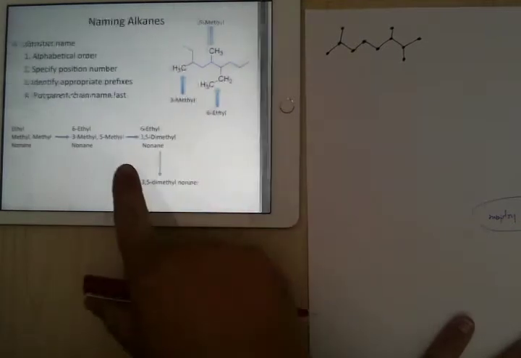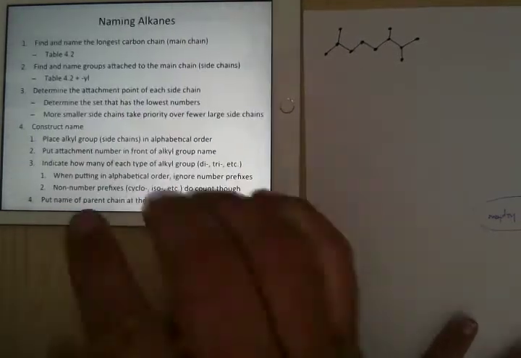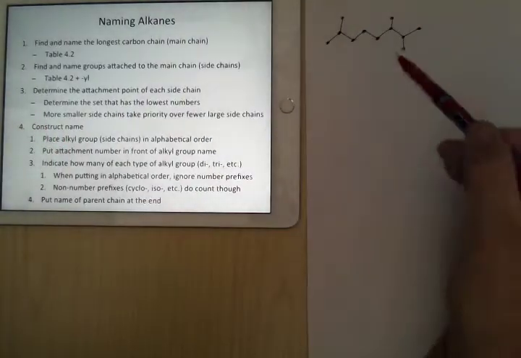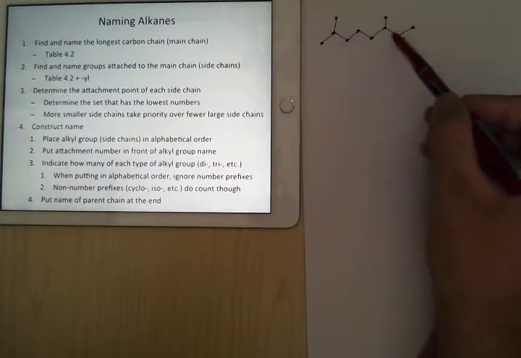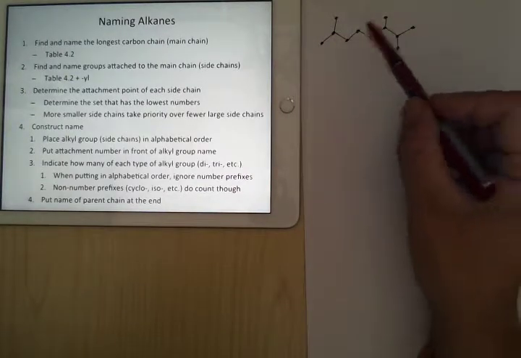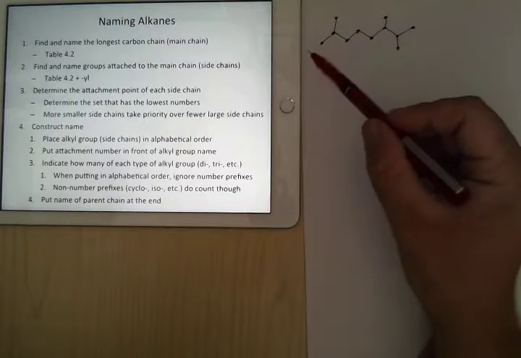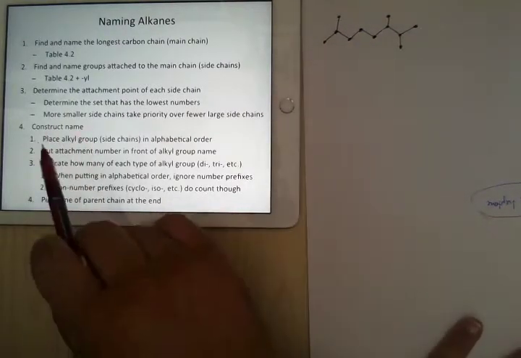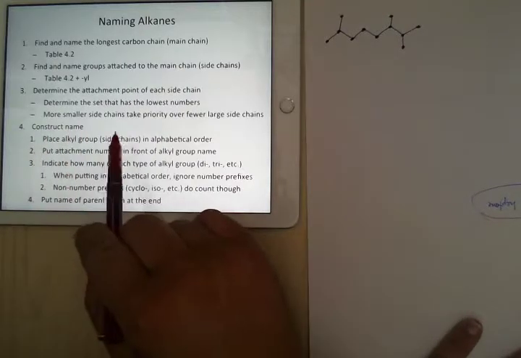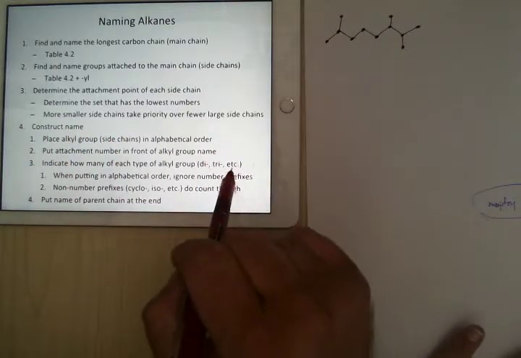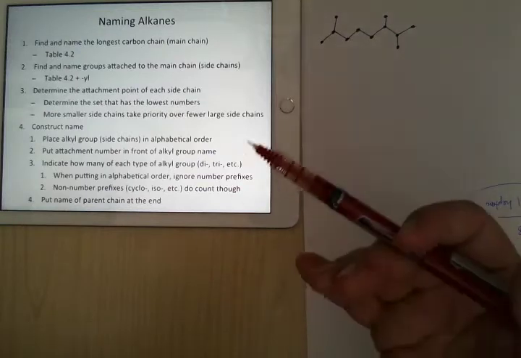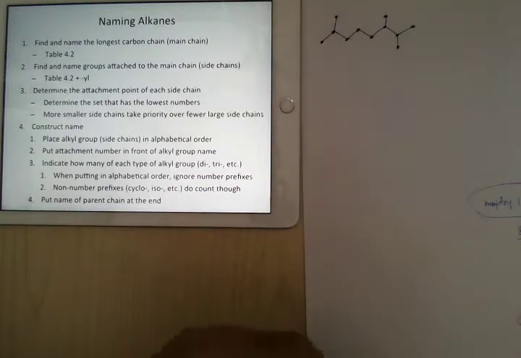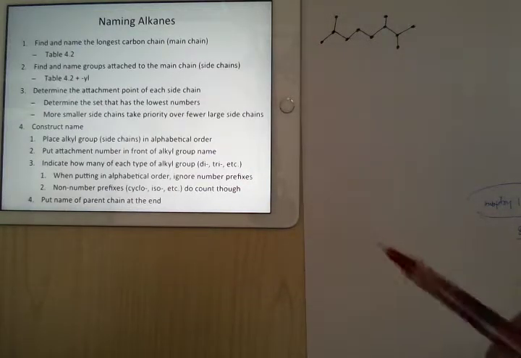Okay, so one thing I forgot to mention on here. Let's go back. If there's an issue, we're picking the main chain. If you have two ways to determine the main chain, what you're going to want to do is have more smaller side chains than one big one, right? So it's better to have 3 methyls than it would be to have a big T-butyl group, or a big butyl group, stuff like that. And so you want to have more smaller ones.